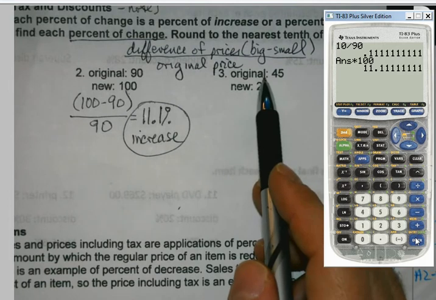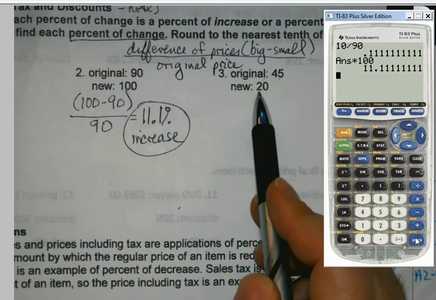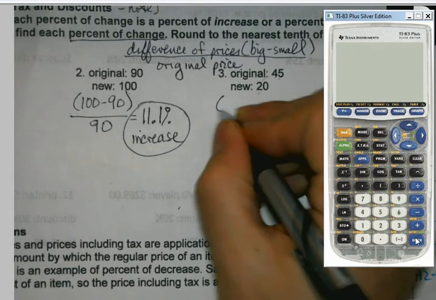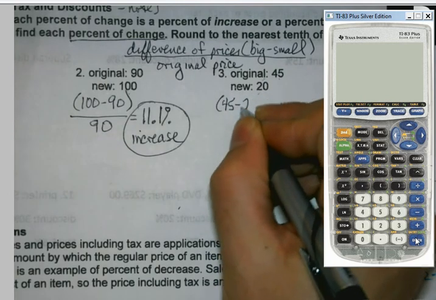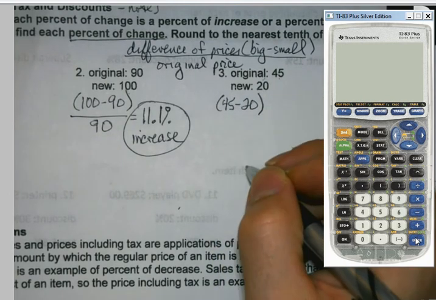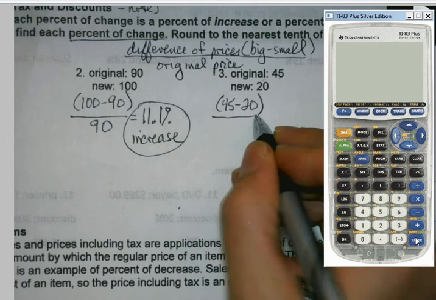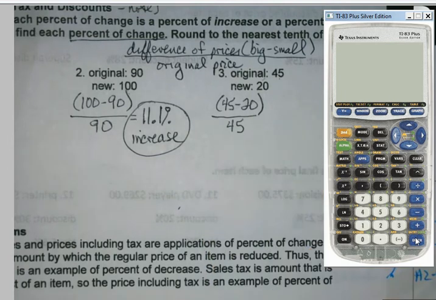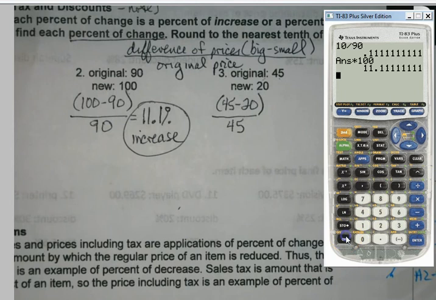So like here, it looks like a sale's going on. Originally it was 45, now it's 20. Same idea. The concept itself doesn't change. Big minus small up top. You're always dividing by the original price. That never changes either. So I worked this out. I'm like, all right, so less 25, because that's 45 minus 20, divided by 45. And again, if I get some funky decimal, don't round quite yet.